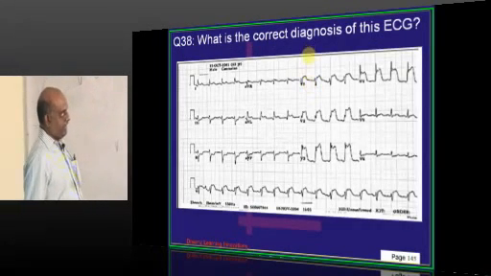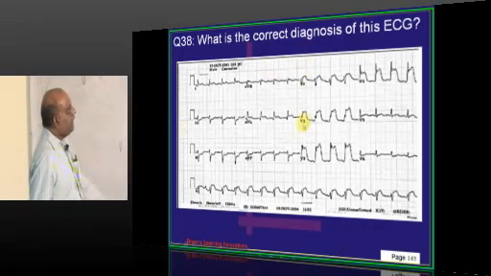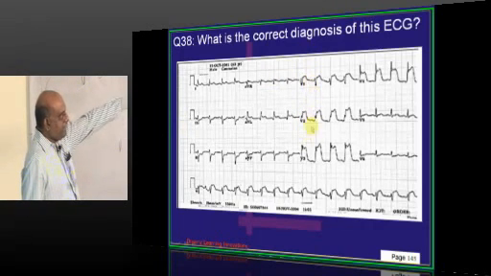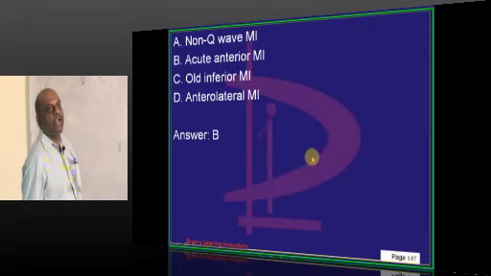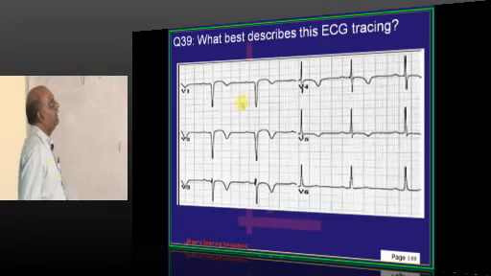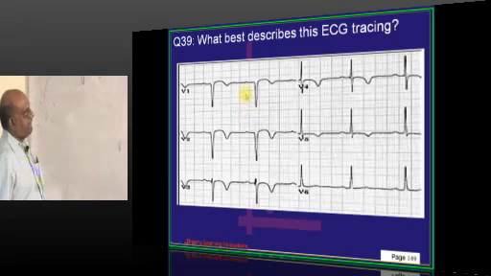Then what is the correct diagnosis over here? Here you are seeing the ST segment elevation involving V1, V2 and V3. So it is a case of acute anterior wall MI. Then what do you see in this ECG tracing?